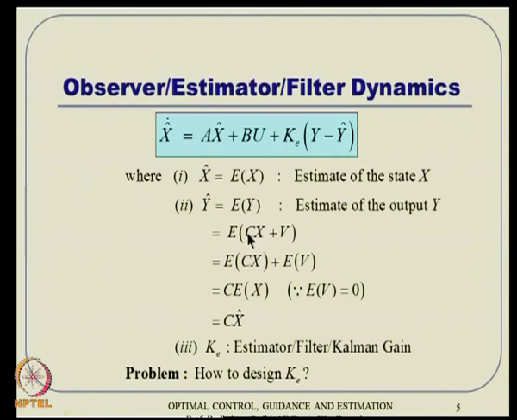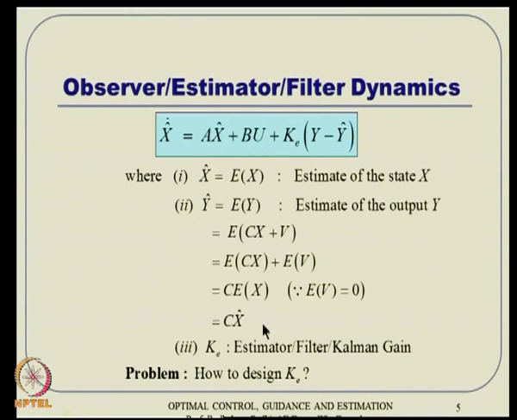Now, y hat is the expected value of y, and expected y is nothing but the expected value of c x plus v. Expected value is a linear operator, so we can do this linear operation here: expected value of c x plus expected value of v, but the expected value of v is 0 because that is zero mean white noise. It is gone. So it turns out to be c times E of x, and E of x is x hat. So K e is nothing but the gain: the estimator, filter or Kalman gain.